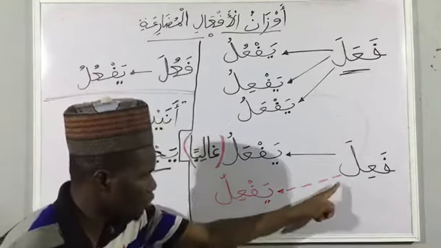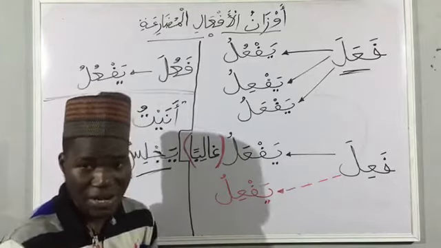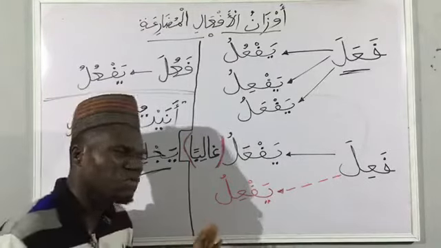So in rare cases, we have yef'ulu. I identify this with broken lines. You know what broken lines mean? It's very rare to happen. So we have yef'ulu, very rare.